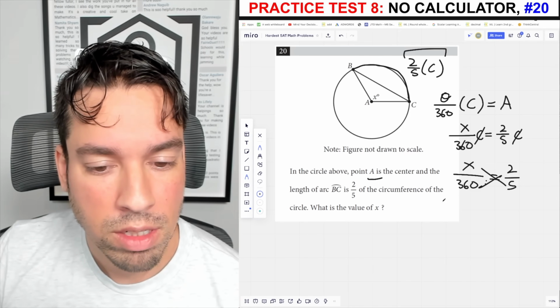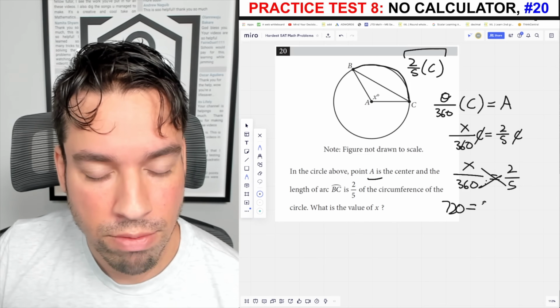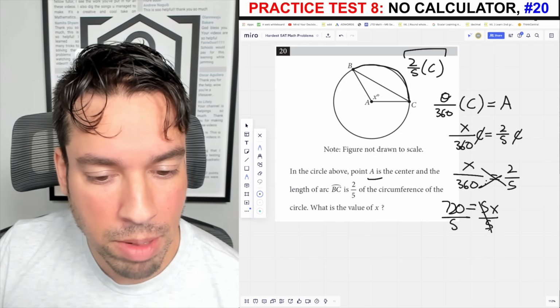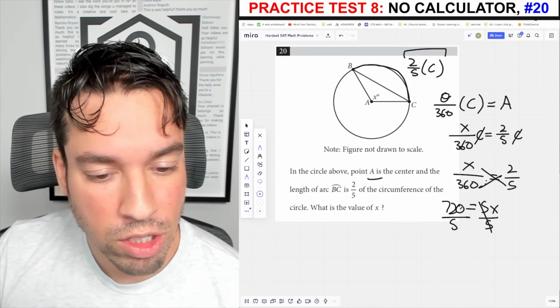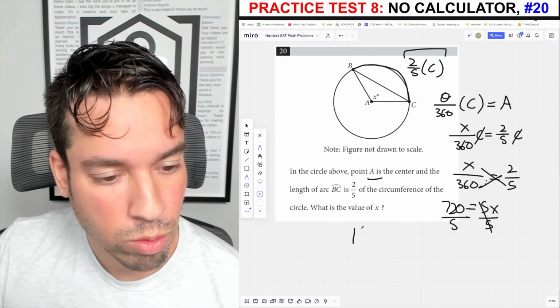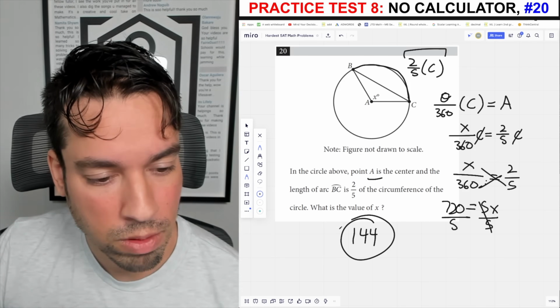Cross multiply, 720 equals 5x. And then we can divide by 5. Now I've got a little trick for dividing by 5. You chop off the 0 and then double the remaining piece. So that's 72 times 2, which is 144, and we're done.